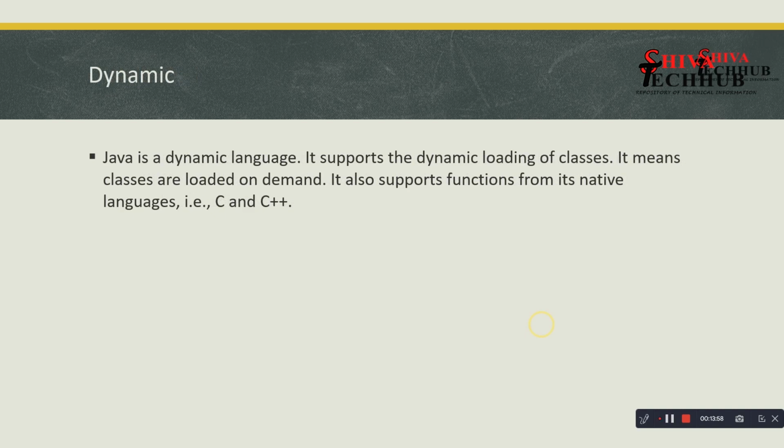And we can also call Java a dynamic programming language. What do you mean by dynamic? Anything that changes. Static is nothing but one which remains the same, and dynamic is one which changes at runtime. So Java also supports dynamic loading of classes, and it also supports functions that are present in C and C++.